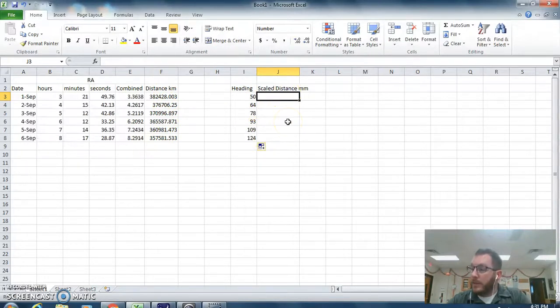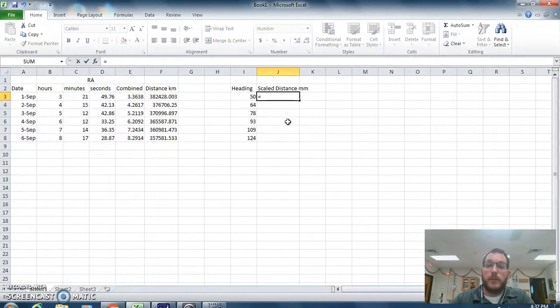If you read through the lab, it says that we are going to say that 1 millimeter is equal to 5,000 kilometers. So again, I'm going to say equal sign, and I'm going to take my distance in kilometers, and then multiply it by the conversion factor, with a multiplication symbol in there, of 1 millimeter divided by 5,000 kilometers. And once I hit equal sign, there you go.